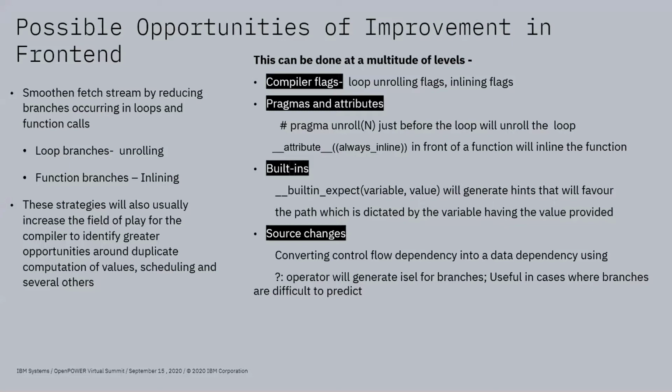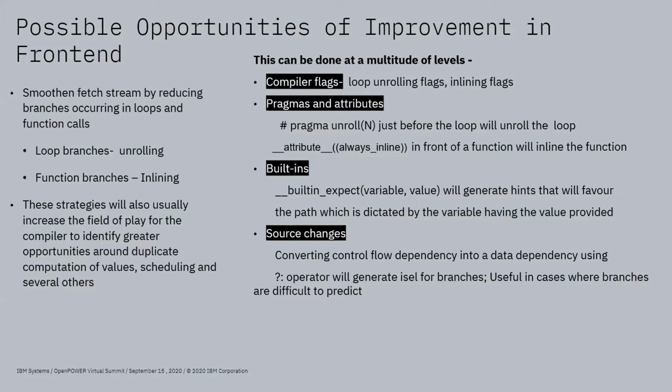You can also use built-ins, which is also a source language feature, and you can actually give hints to the compiler if you already have prior knowledge of the paths that are likely going to be taken, particularly if those branches are very hard to predict by the hardware. You could also convert very simple if conditions using a ternary C operator. Basically, you're essentially converting a control flow dependency to a data dependency.